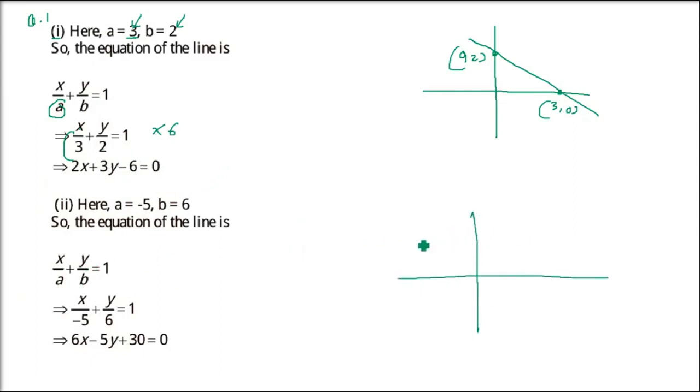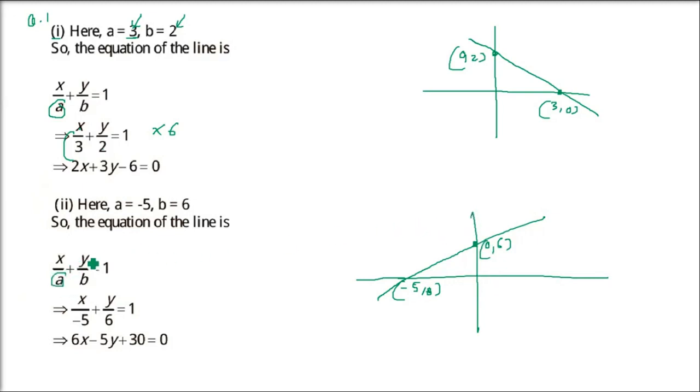The second part is cutting off intercepts minus 5 and 6 from the axes. Please remember, whatever question we are doing, I am not going to concentrate on where these points are going to come. This may come anywhere. It is just for your understanding. So the intercept on the x-axis is minus 5, and on the y-axis it is 6. So (minus 5, 0) and (0, 6). Basically a is minus 5 and b is 6.